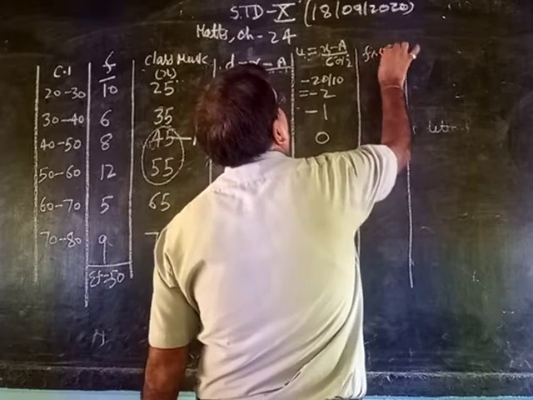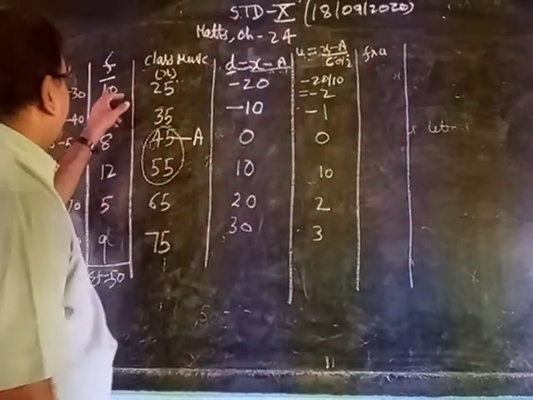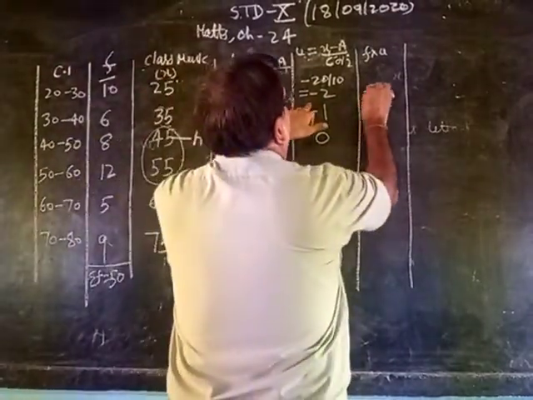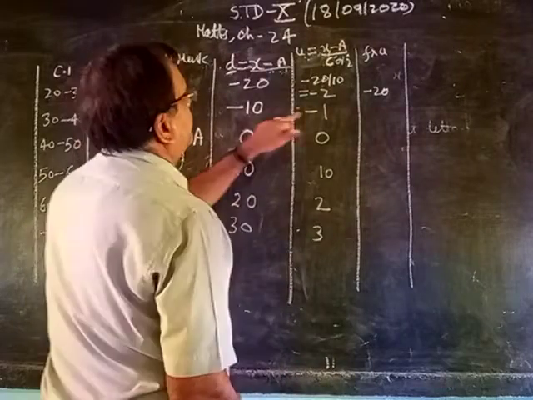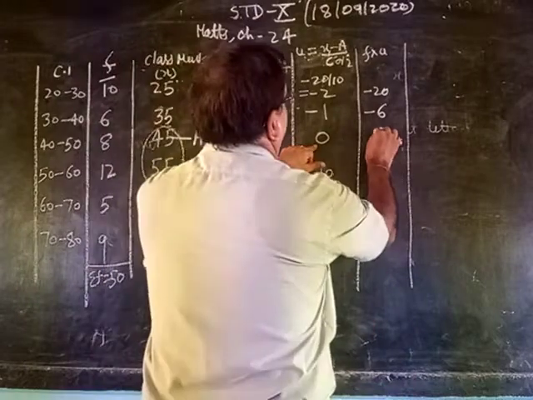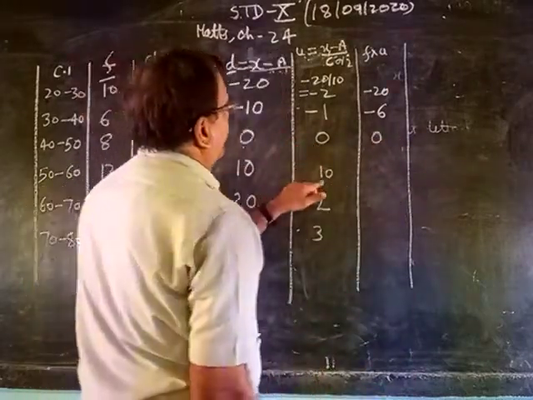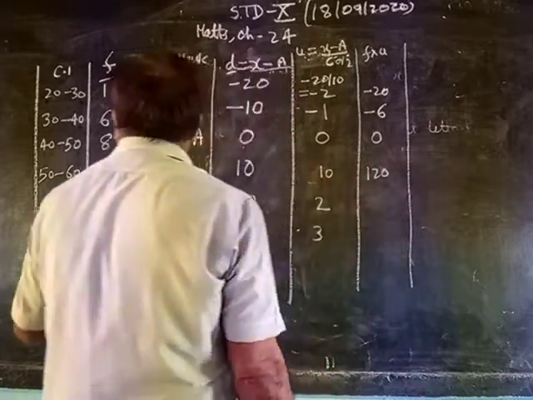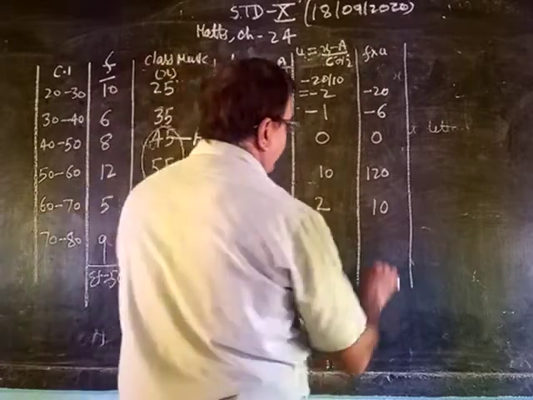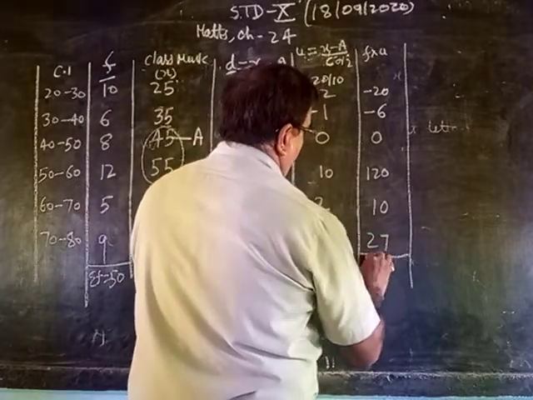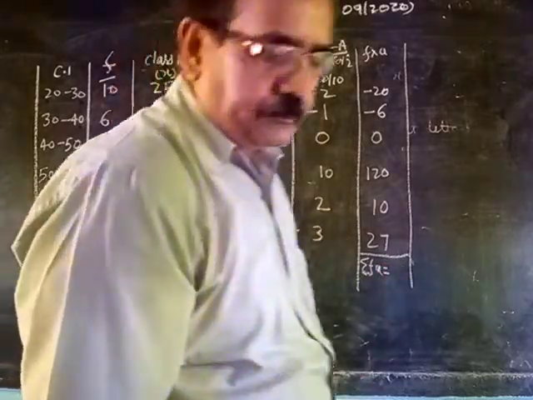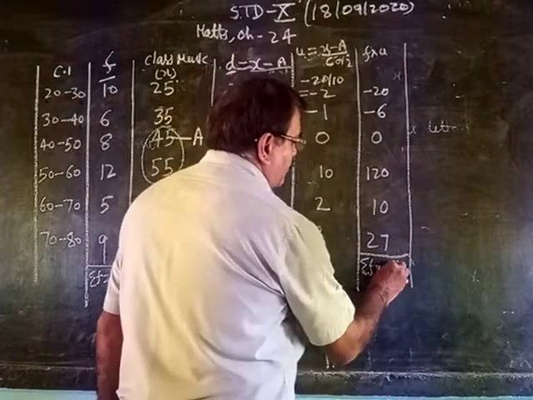After finding u or t, in the next column you have to find f into u, the frequency into this column. So 10 into minus 2, minus 20. 6 into minus 1, minus 6. 8 into 0, 0. 12 into 1, 12. 5 into 2, 10. 9 into 3, 27. Now add it, sigma fu.